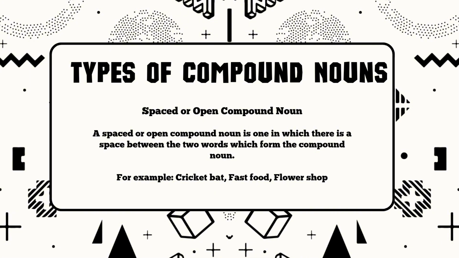First, spaced or open compound noun. A spaced or open compound noun is one in which there is a space between the two words which form the compound noun. For example, cricket bat, fast food, flower shop.